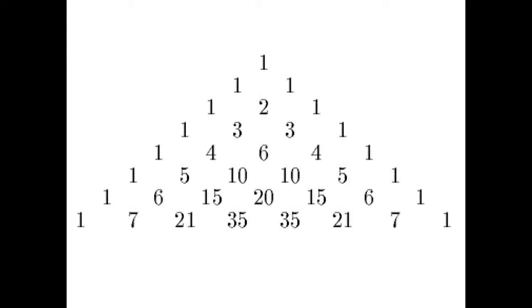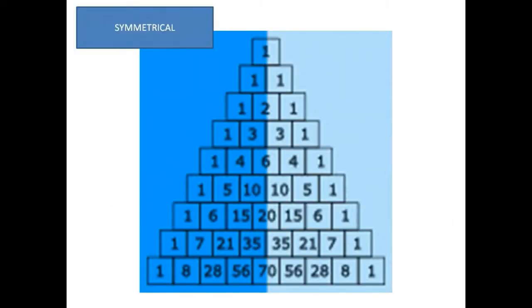This is Pascal's triangle. Pascal's triangle is a triangular array of numbers, the binomial coefficients. You can observe that each row begins and ends with 1. Each row has n plus 1 numbers. The second and second to the last number of each row correspond to the row number. There is symmetry of numbers in each row. It means that the numbers on the left side have identical matching numbers on the right side, like a mirror image.